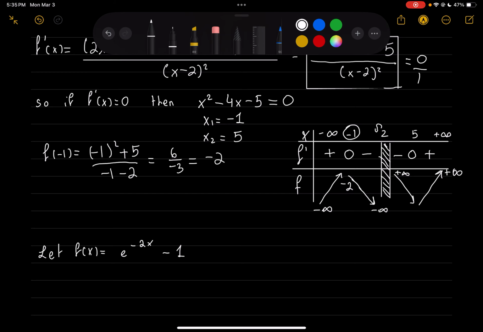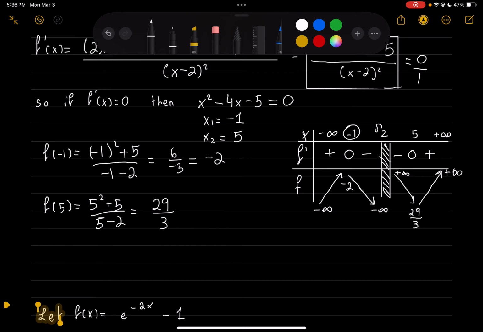Now we're going to do the same exact thing with 5. F of 5 is going to be 5 to the power of 2 plus 5, over 5 minus 2. 5 to the power of 2 is 25, plus 5 is 29, over 5 minus 2, which is 3. So it is going to be 29 over 3. And that's it for the table of variation.